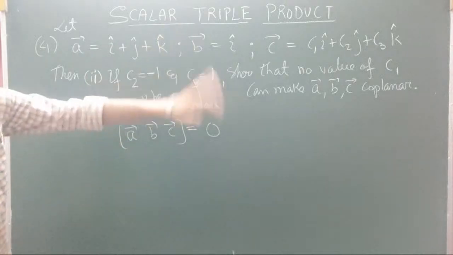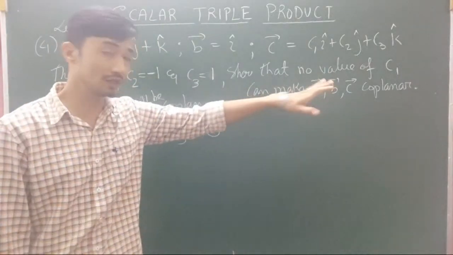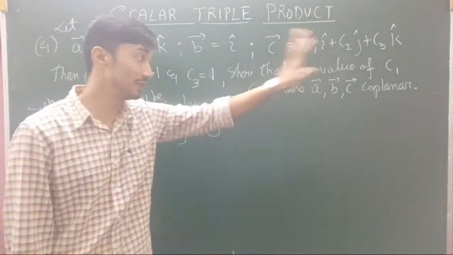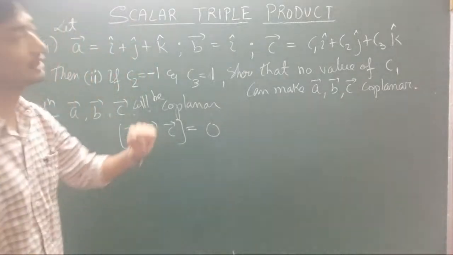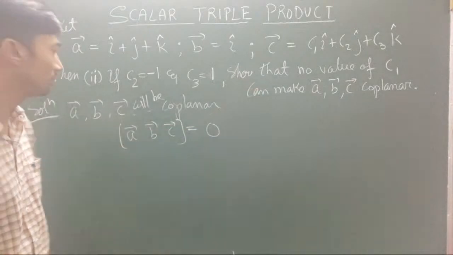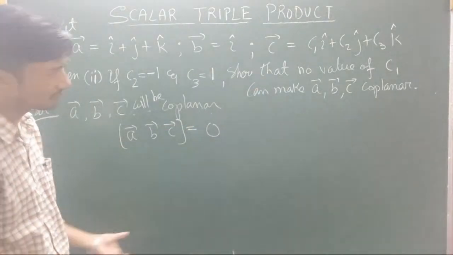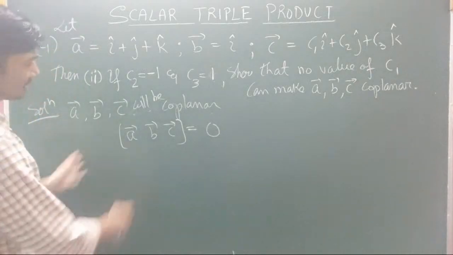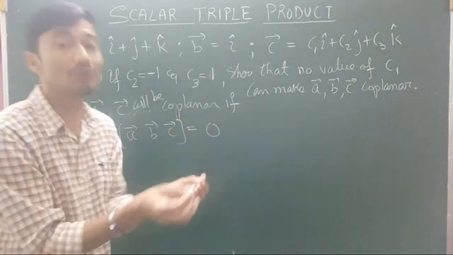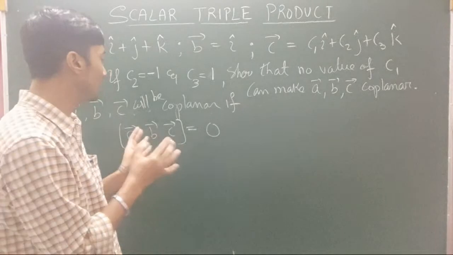So the three vectors are given, C2 is given, C3 is given. Show that no value of C1... C1 is that bad guy who doesn't want A, B, C to be coplanar. So show that there are no values of C1 that can make A, B, C coplanar. We don't know, let's see. There are many ways to do it. I'm just going to do a very simple way only. A, B, C will be coplanar if we assume that there is a value of C1 which will make A, B, C coplanar.